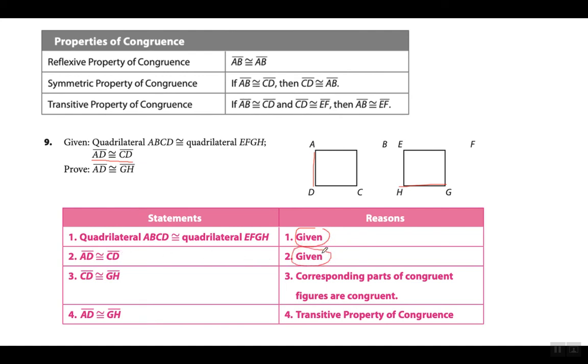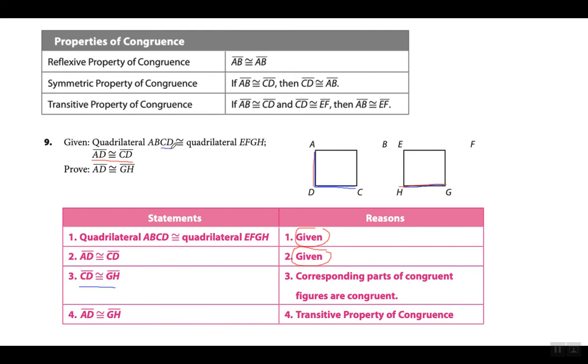Now, so far the proofs are all following a similar pattern. It's not going to be like that forever. It's just for this chapter, they're all following the similar pattern to get you used to it. Okay, so AD is congruent to CD. Let me use a different color here real quick. So they're saying that this side AD is congruent to segment DC. Now on line 3, they're saying, well, this side right here, CD, is congruent to this side over here, GH. How do we know that?